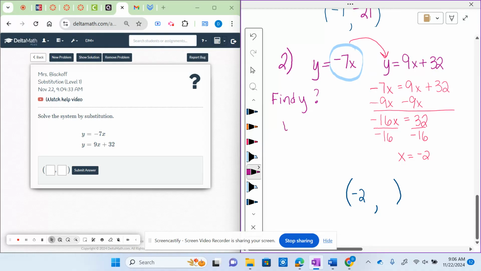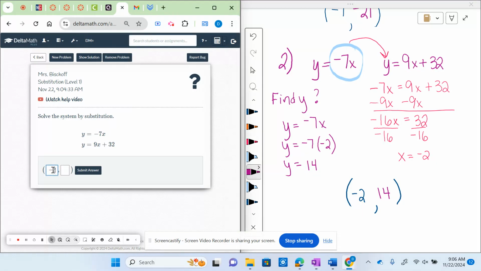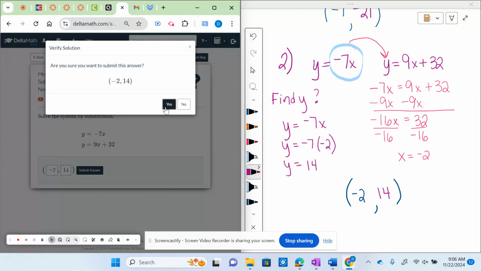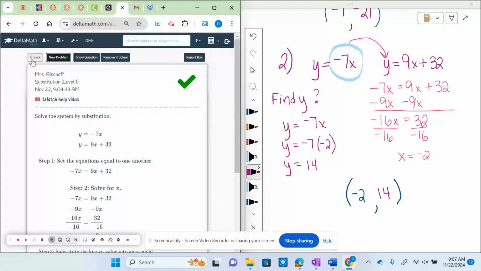Make the x in the first equation negative 2. So y equals negative 7x, but I'm going to replace that with a negative 2. So y equals negative 7 times negative 2. What is negative 7 times negative 2? So y equals positive 14. So my solution to my system is negative 2, positive 14. Excellent. You guys are doing great.